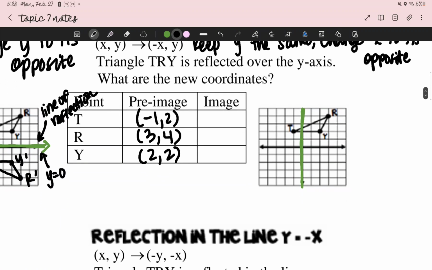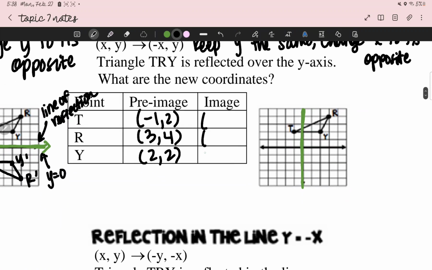All right, so when I do that, I'm going to keep the y the same and change x to its opposite. So 2, 4, and 2, and x becomes its opposite: 1, -3, -2. So I go ahead and graph those. 1, 2 is my T prime, then R prime, Y prime.